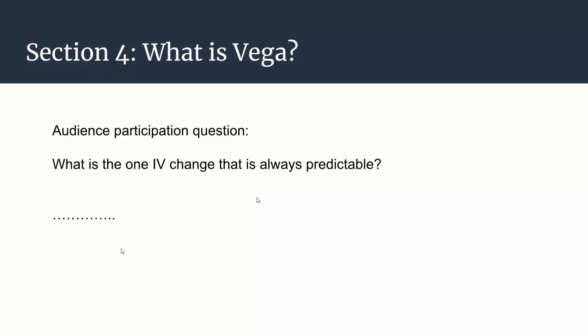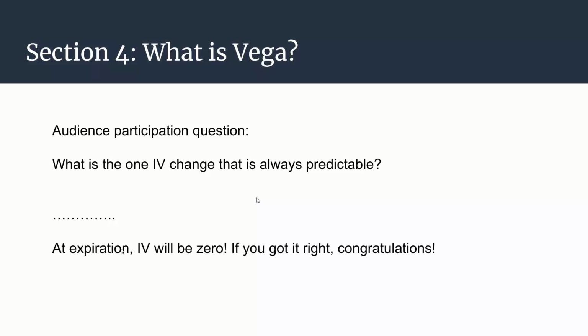So the one thing that will always happen is that at expiration, implied vol will always be 0 because there's no more future volatility in the option contract, because the contract's done, right? The contract has expired.